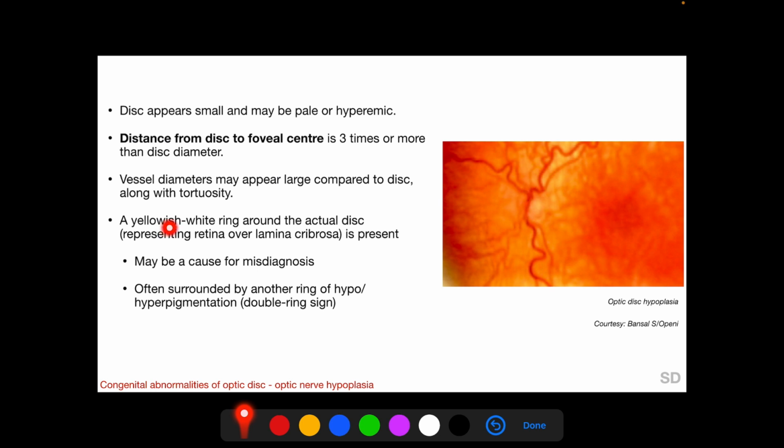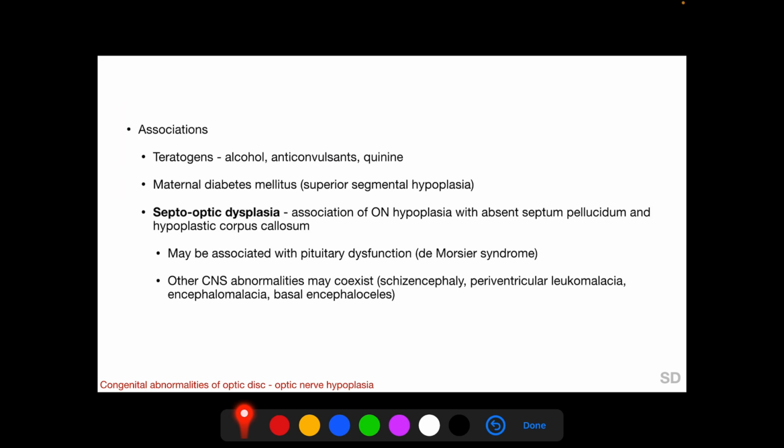We also find a yellowish white ring around the actual disc, and this represents the retina layering over the exposed lamina cribrosa, and this may be a cause for misdiagnosis. And this yellow ring may be surrounded by another ring of hypo or hyperpigmentation, and then it is called the double ring sign.